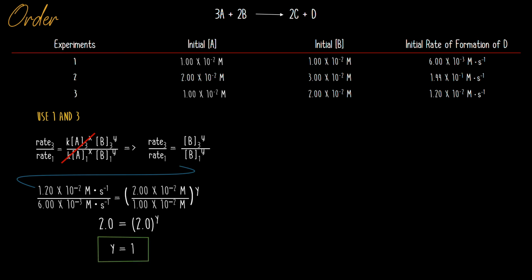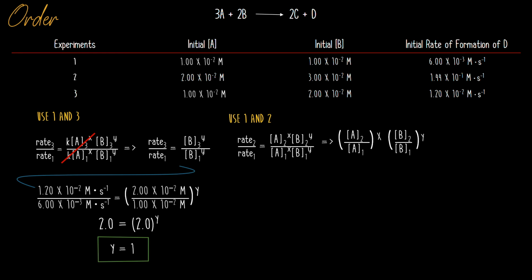Using the order we found for B, we could use it to get the value of x. So, we use experiment 1 and experiment 2, which looks like rate 2 all over rate 1 is equal to k[A2]^x [B2]^y all over k[A1]^x [B1]^y. Since k is constant, we remove it from the equation. And it would end up like A2 over A1 raised to the x power and B2 over B1 raised to 1 since y is equal to 1.